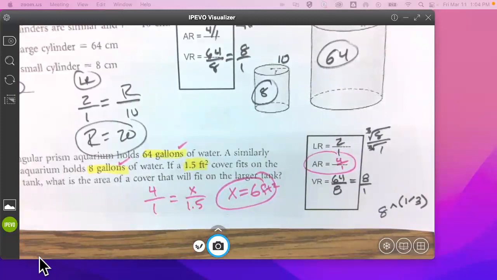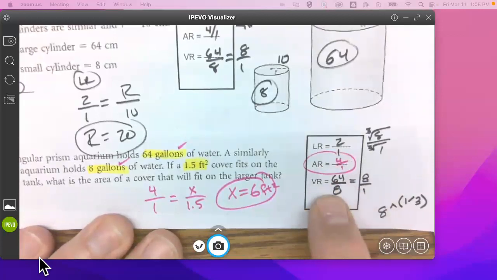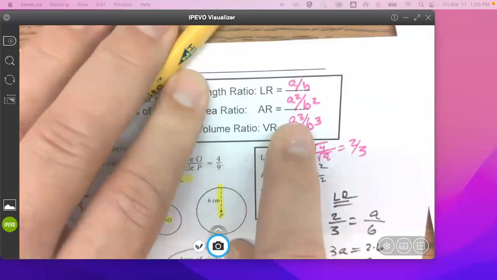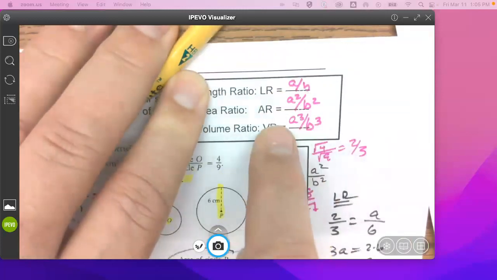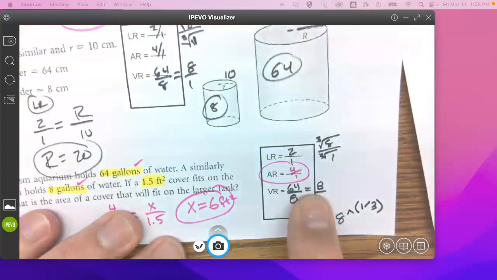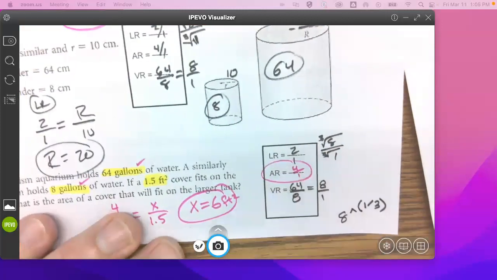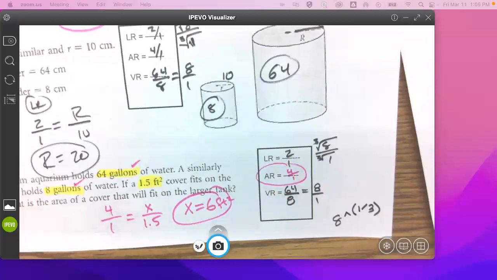Any questions on using the similarity ratios, scale factors, to find areas or volumes of similar figures? Yeah. I took the volume ratio and recognized from the beginning that the volume ratio is always the length ratio cubed, to the third power. So I took the 8 on top and did the cube root of it by doing this on the calculator, to the 1/3. That gives me a 2. Okay. Any other questions?